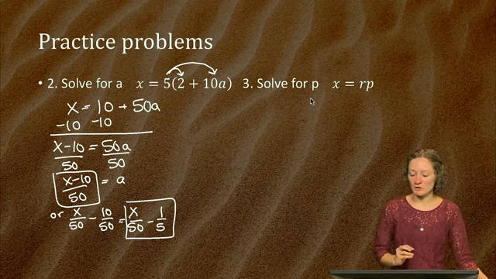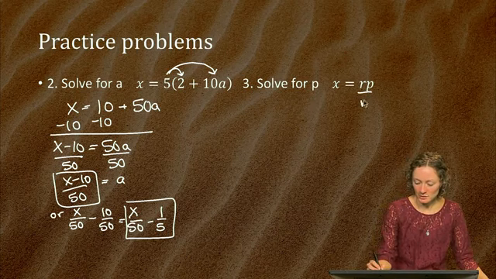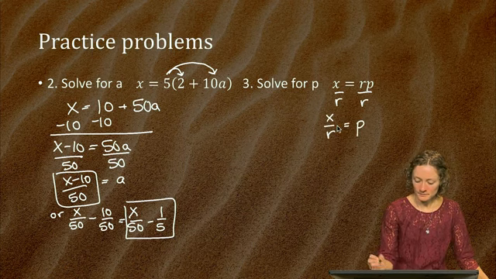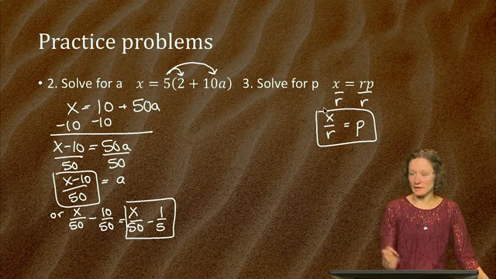All right, the third one, solve for p. There's only one thing happening to p, and that's multiplication. So undo it with division. You have p equals x over r. Can't think of any other way to write that one. It's as simple as that.